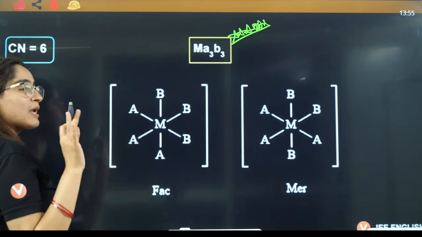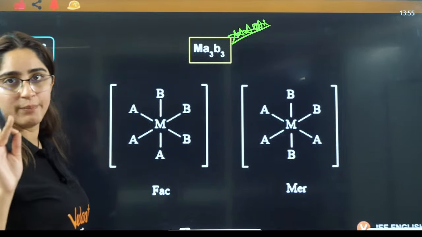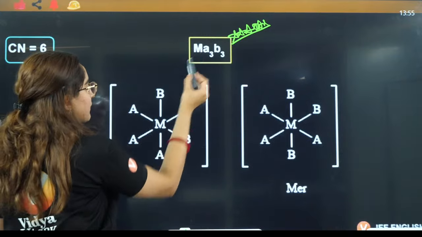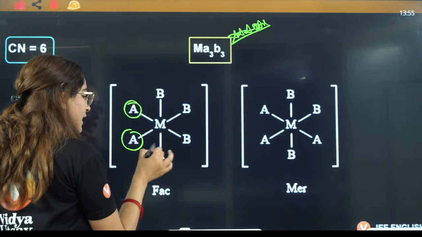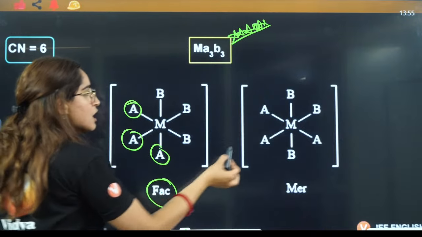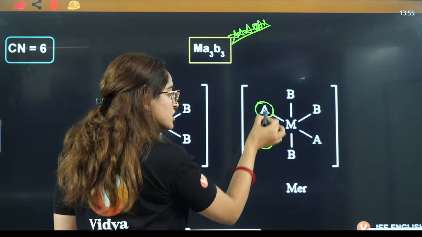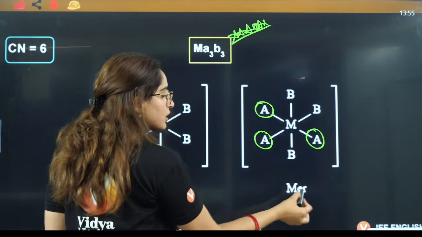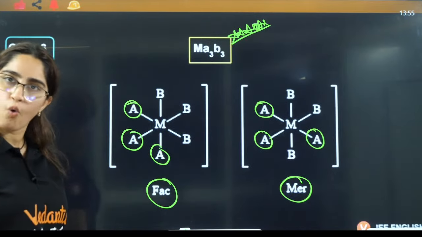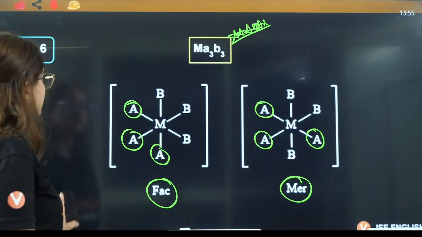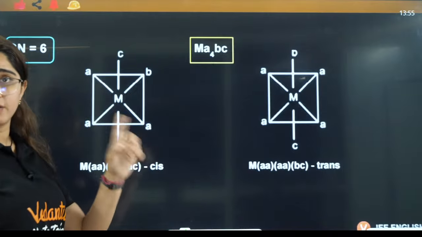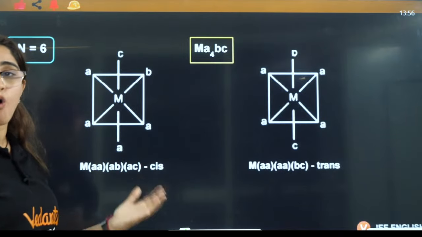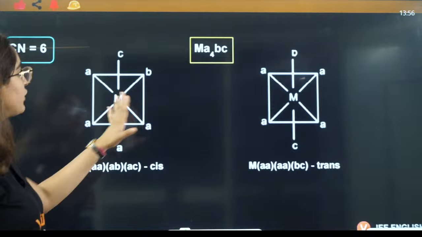Facial isomer and meridional exist in MA3B3. When A3B3, when they are all next to each other, that is facial. When you have two next to each other, then leave one space and then you have the third one, that is meridional. Okay, right? I'm not giving you it in 3D. Why? Because we have already done it so many times. So I'm just giving you it in 2D.